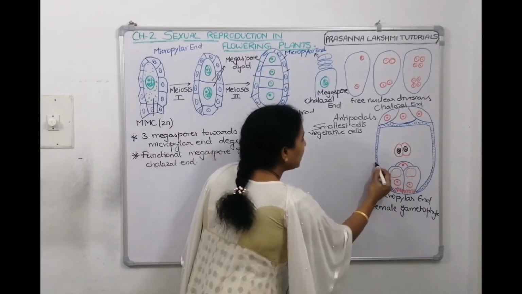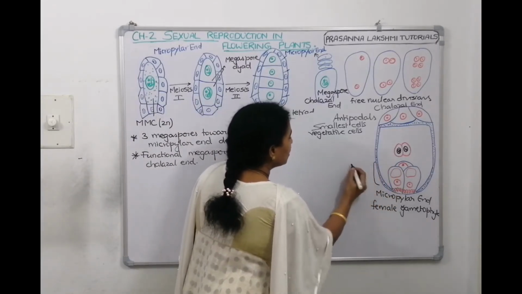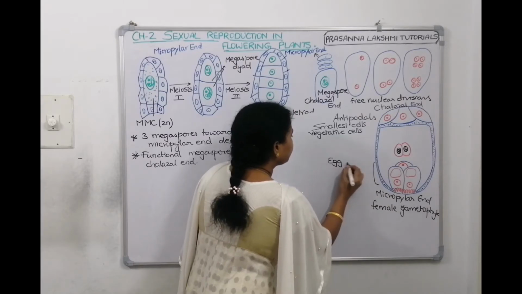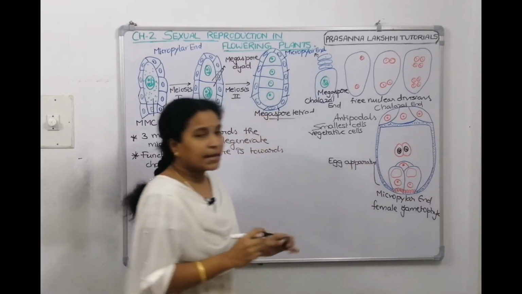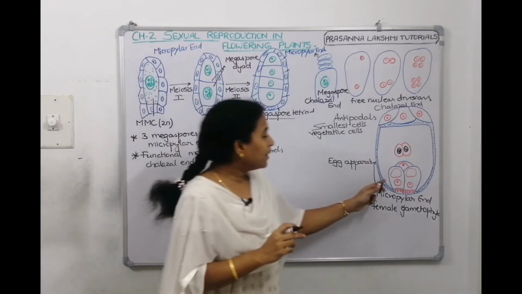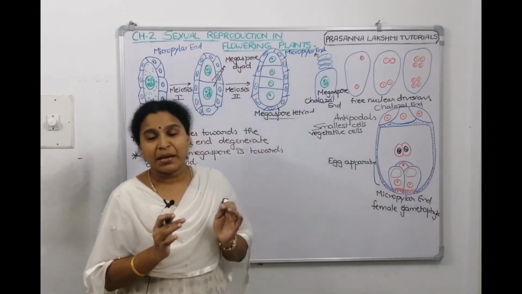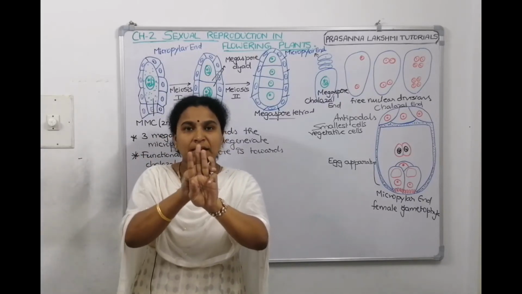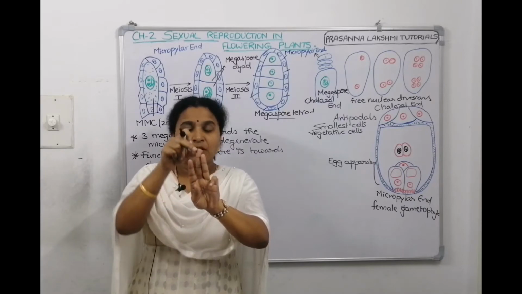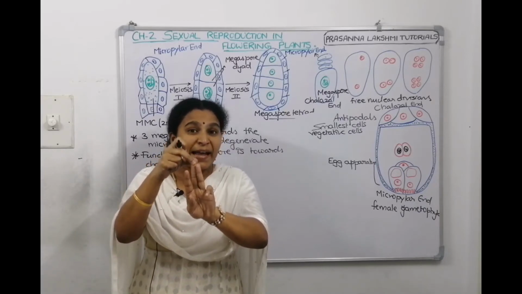Now what is this complete 3 nuclei structure called? This is called the egg apparatus. Again, 3 nuclei will come this side, they'll make their walls and they'll make the egg apparatus. In this egg apparatus, 3 cells are there. The 2 lateral cells are called synergids. The one central cell is called the egg cell.